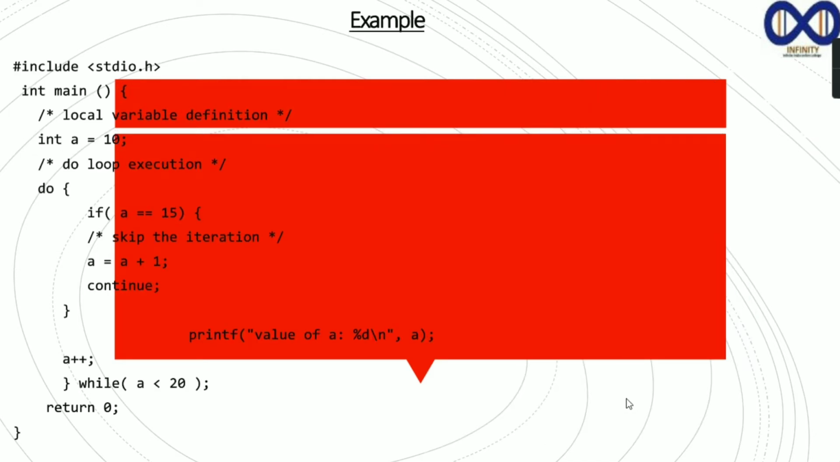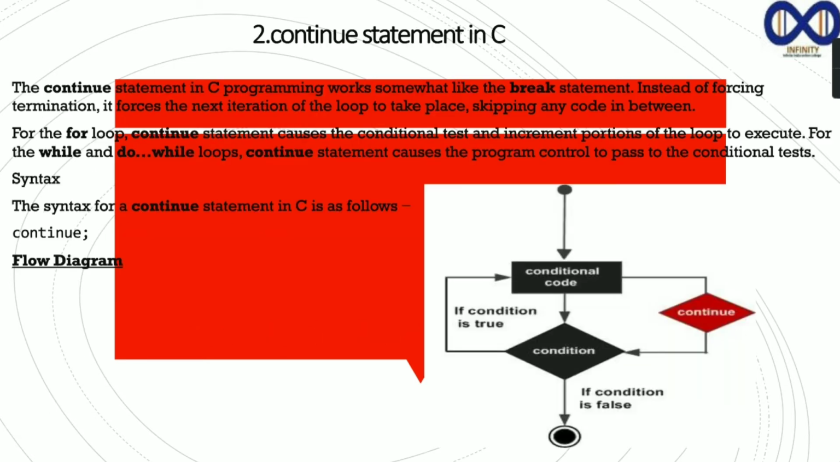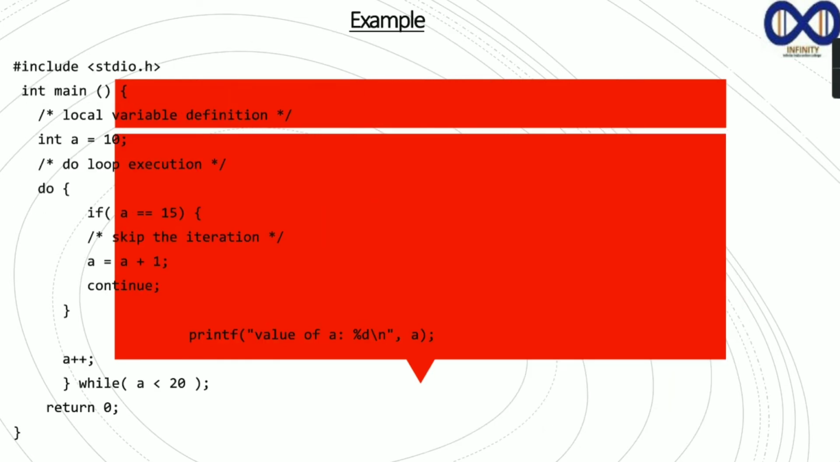So this is the example of the continue statement in C. It has #include <stdio.h> and int main(). The local variable definition is given here, int a = 10. So the do loop is going to be executed here, and what is the purpose of the do loop?